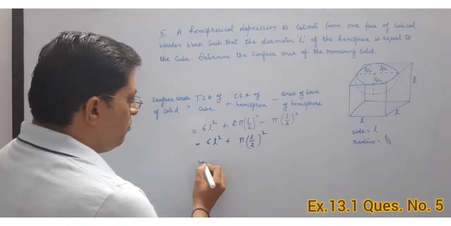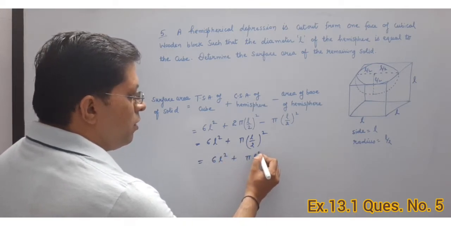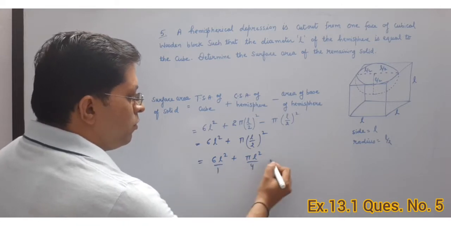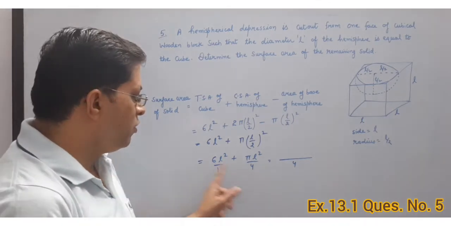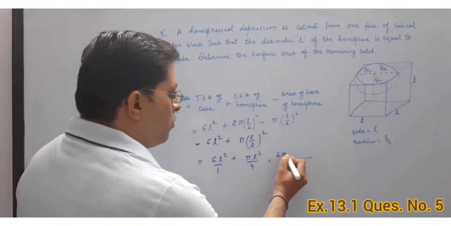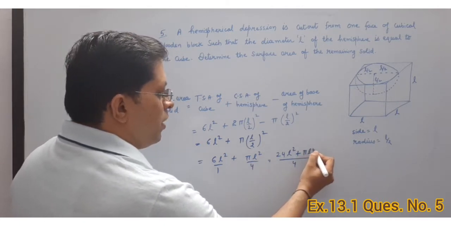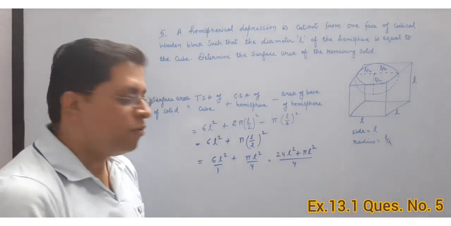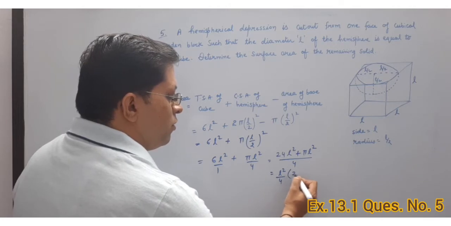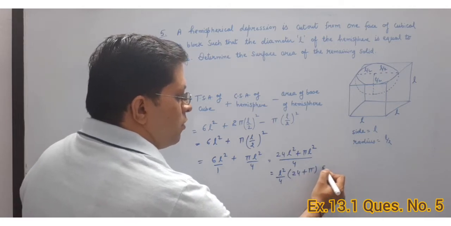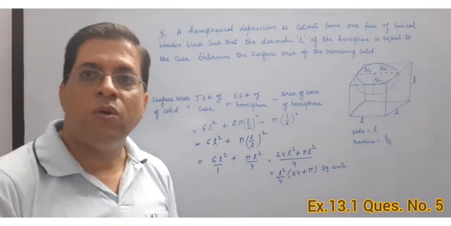Okay, then what will come? 6L square plus pi L square upon 4. Take LCM, 4 as an LCM of it. 6 times 4 is 24. 24L square plus pi L square. Okay, what we can write last? L square divided by 4 is common. 24 plus pi, into L square upon 4.